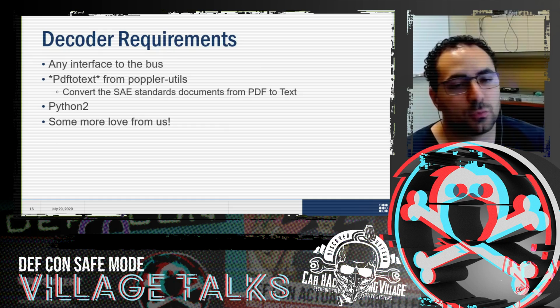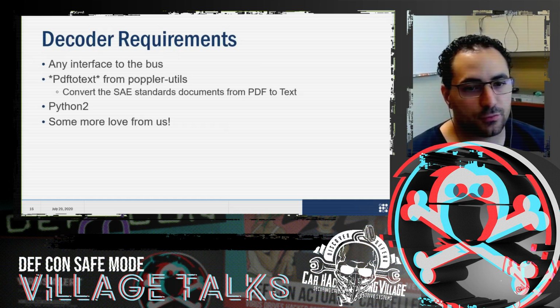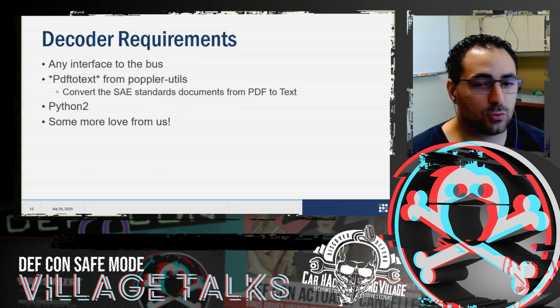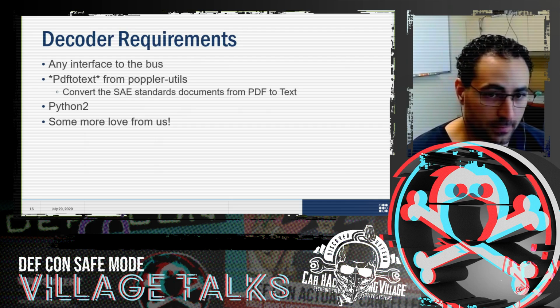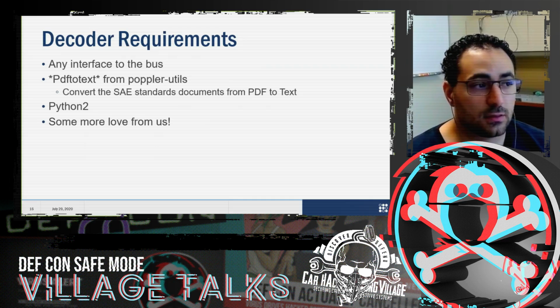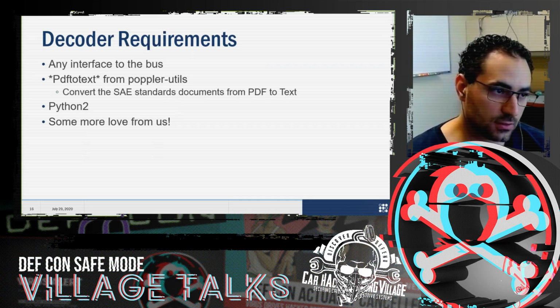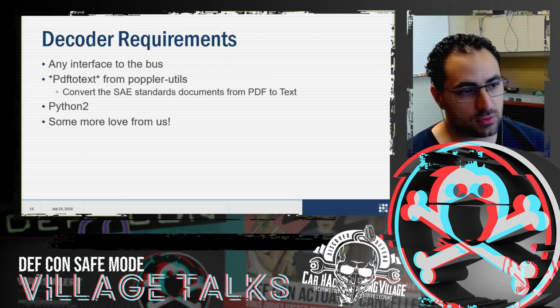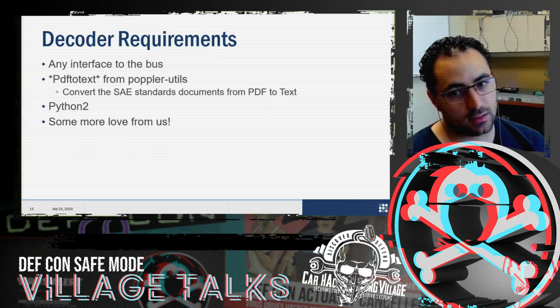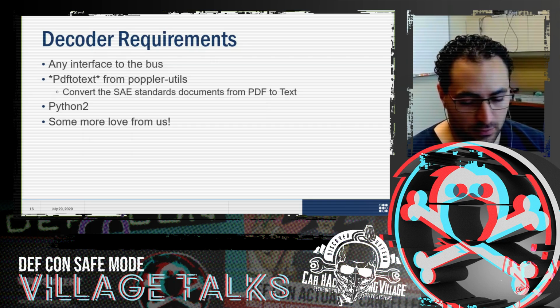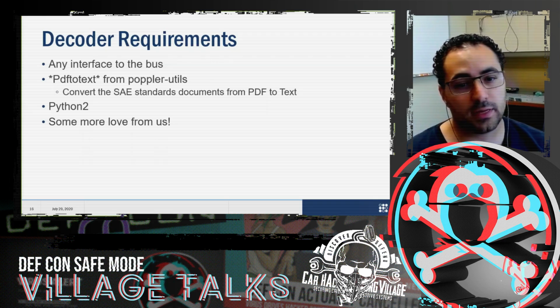So there are some requirements. What do we need to get this off the ground? Well, the first part is on you guys. You're going to need an interface to some bus to get the traffic. The next part is it uses the program pdftotext, which is contained within the popular Poppler utils package, standard on most Linux distributions. And what happens with this is we use this tool to convert the SAE portable document format specifications into formatted text files.